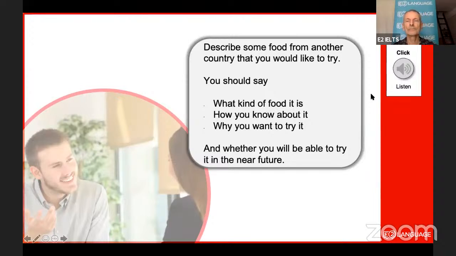Okay, food I'd like to try. Probably, well, I'd like to try real Korean food. What kind of food is it? It's Korean. It's spicy, there's meat and kimchi. How do I know about it? I don't know. There are a few restaurants around. Why do I want to try it? I think it just looks good. Kind of looks nice. Will I be able to try it? I don't think so. Probably not likely. Yeah. So Korean food.